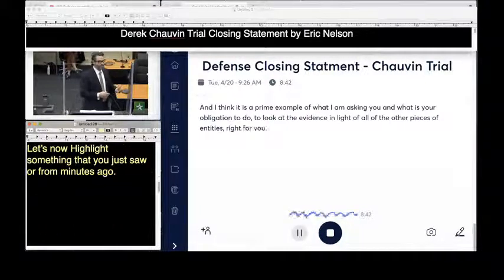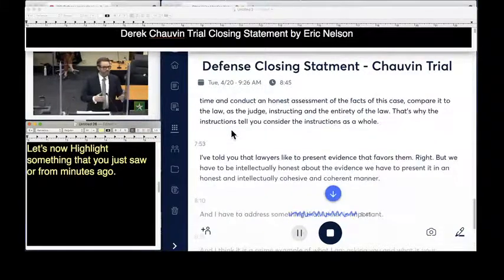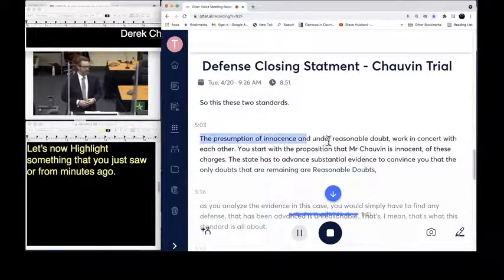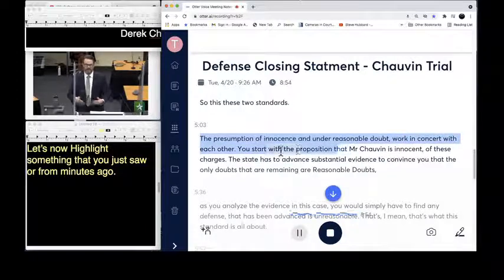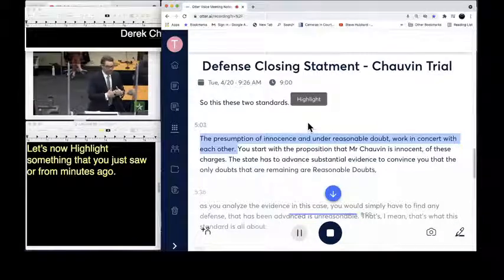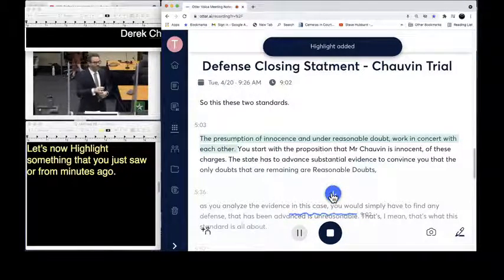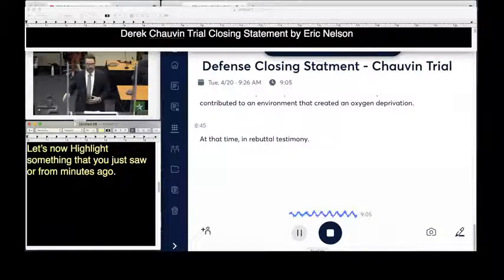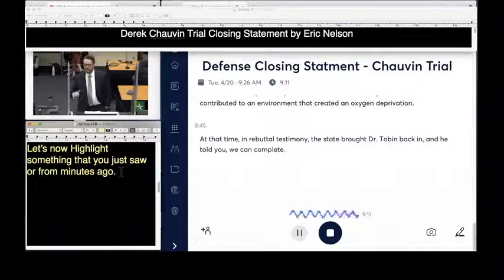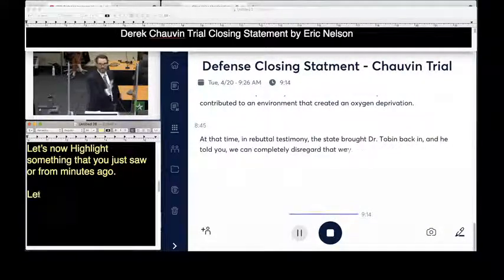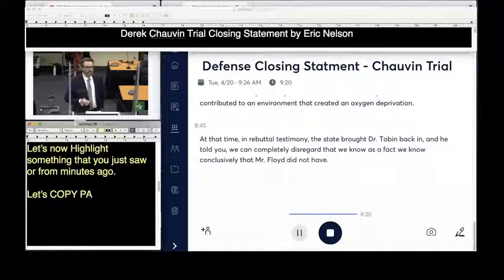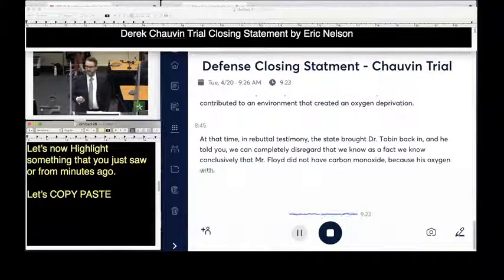So you heard during the testimony of Dr. Fowler that one of the things that he considered is the possibility that carbon monoxide was present and could have contributed to an environment that created an oxygen deprivation. You heard that testimony. In rebuttal to that testimony, the state brought Dr. Chauvin back in, and he told you, we can completely disregard that. We know as a fact, we know conclusively that Mr. Floyd did not have carbon monoxide because his oxygen was saturated to 98%.